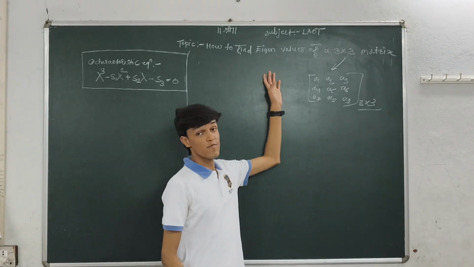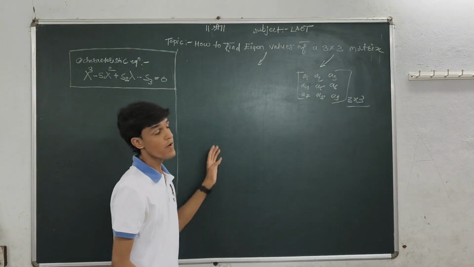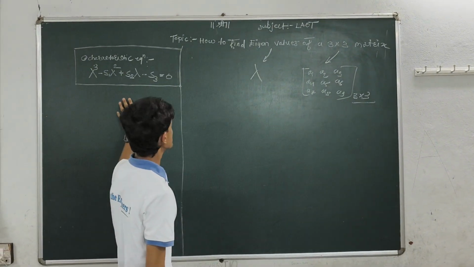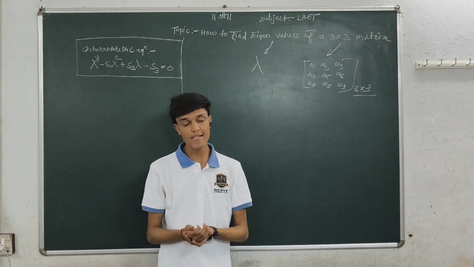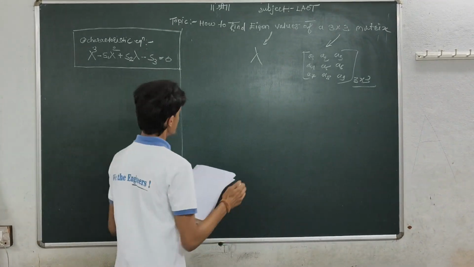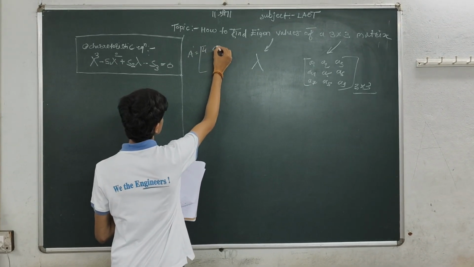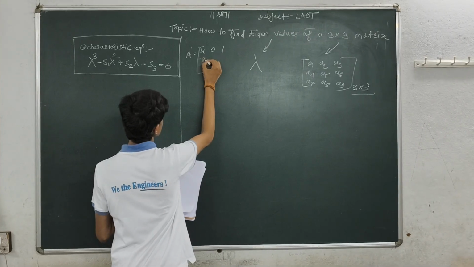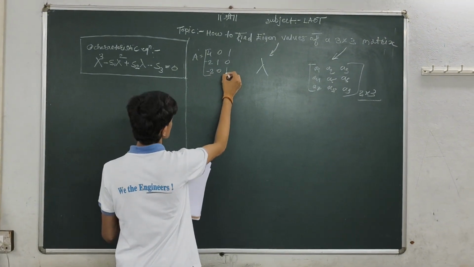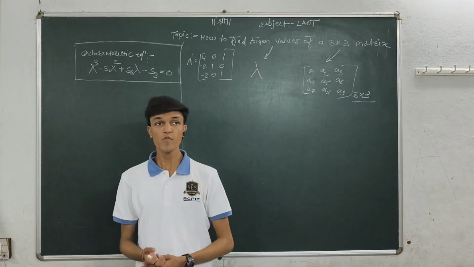And now, what are the eigenvalues? In the eigenvalues, we have to find the values of lambda. So, use lambda in the characteristic equation to find the eigenvalues. So, let us take one example. The example is this. This is the example.